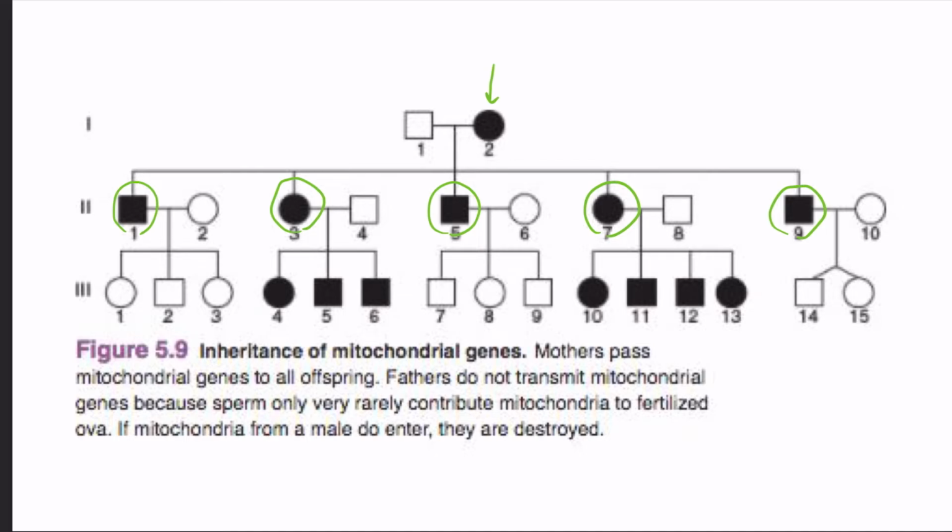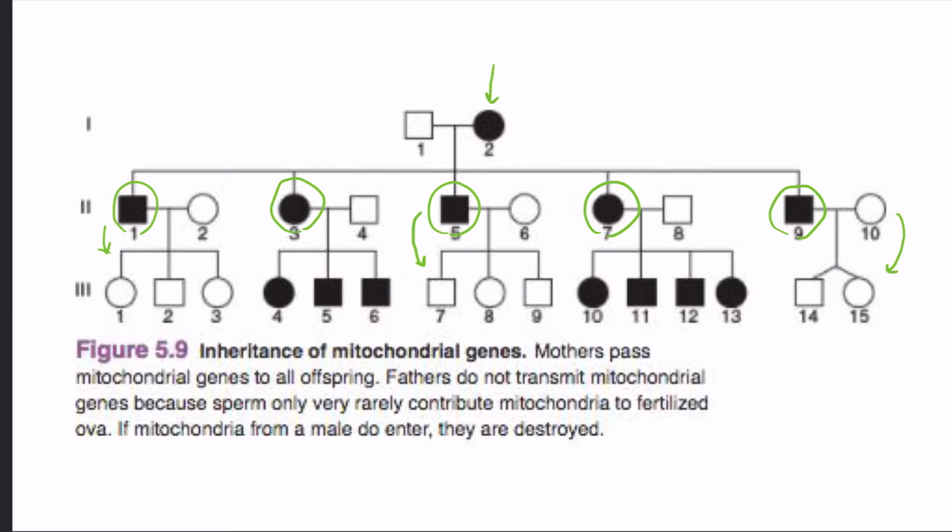Let's look at the second generation and the third generation now. In this first family over here, this person is a male. Notice none of his children are affected. This, on the very far right, this person is also a male. None of his children are affected. This middle, none of his children are affected.